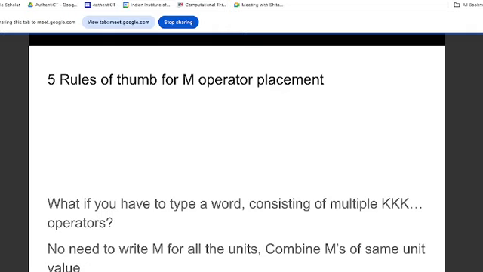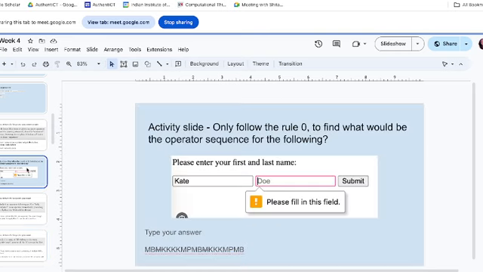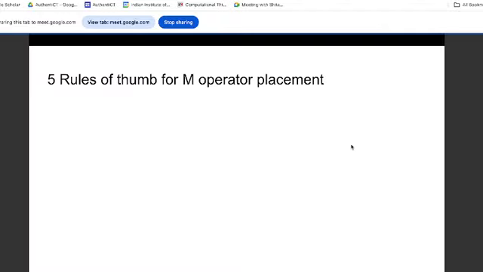What if you have to type a word consisting of multiple KKKK operators? So you don't need to write M for all the units. Combine all the M's for the same unit value. Now here you might think that it is related to text. So that's why we didn't use the M over here, right? Because we are entering Kate and Do. These are arguments. We are not giving commands over here. But in some cases commands are given.